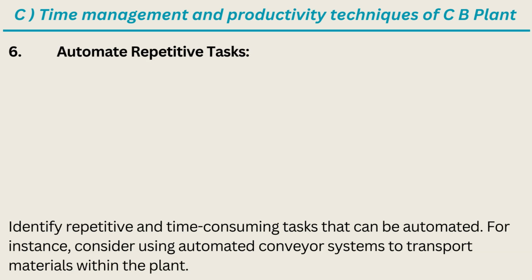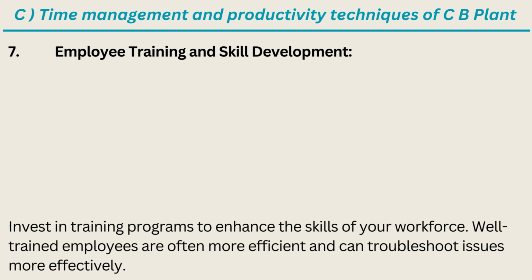6. Automate repetitive tasks. Identify repetitive and time-consuming tasks that can be automated. For instance, consider using automated conveyor systems to transport materials within the plant. 7. Employee training and skill development. Invest in training programs to enhance the skills of your workforce. Well-trained employees are often more efficient and can troubleshoot issues more effectively.